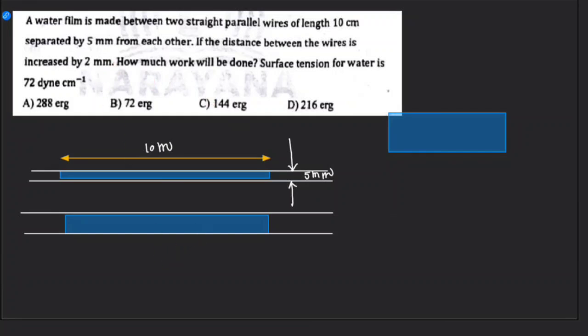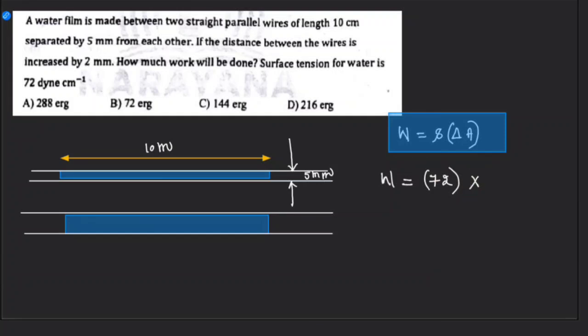Now you know, here this work done will be equal to surface tension into change in area, S into delta A. Therefore you could say this work done is equal to surface tension, which is how much? This will be equal to 72 dyne per centimeter. Right, one second, I'm just keeping everything in CGS.